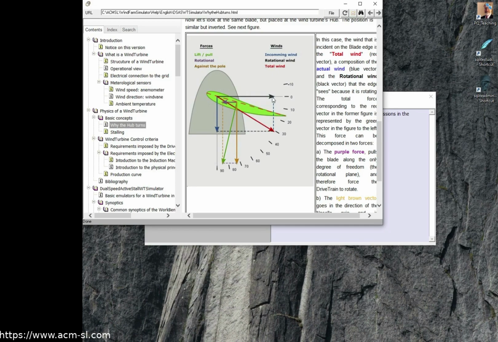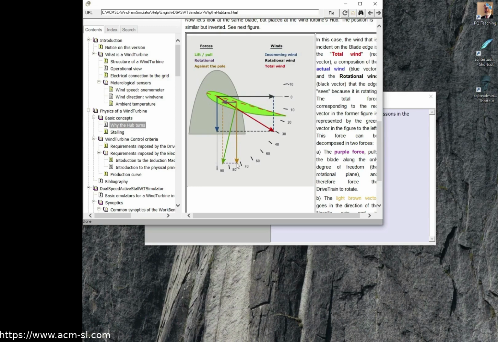The only difference is that the wind direction hitting the edge of the blade is the addition of two vectors. The horizontal black vector, due to the rotation of the hub, and the vertical blue vector, going downwards, that corresponds to the real wind hitting the rotational plane of the blades. Their addition results in the red vector. Therefore, similarly to the airplane wing, the red vector wind applied to the blade produces a force on it, shown as the green vector.